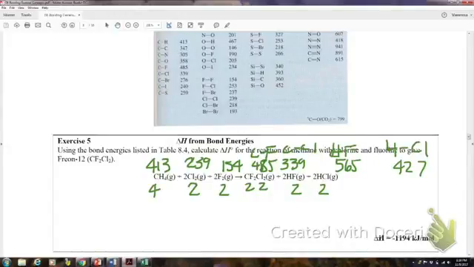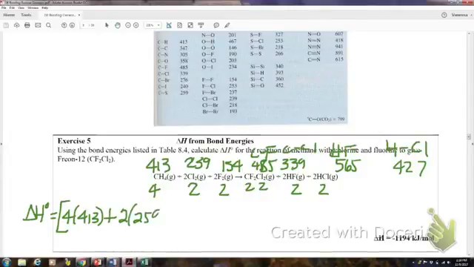Okay? So now we're just going to plug it in. So delta H is going to be equal to, and then we do our summation. So it's going to be 4 times 413 plus 2 times 259 plus 2, 239.